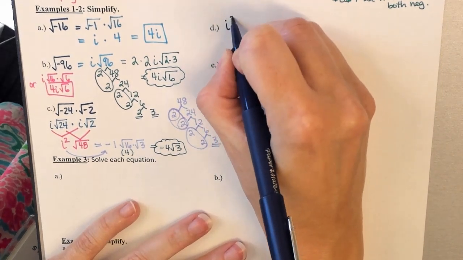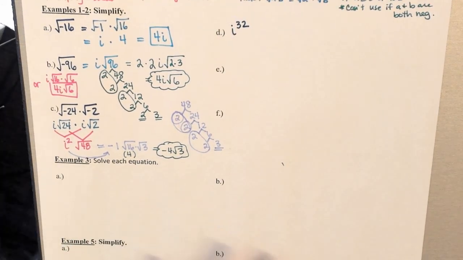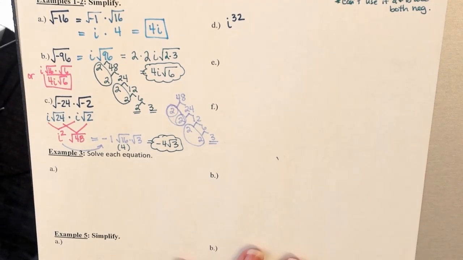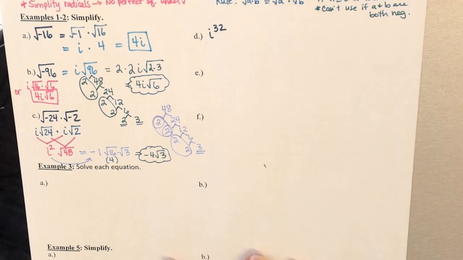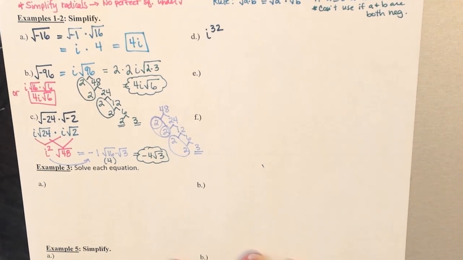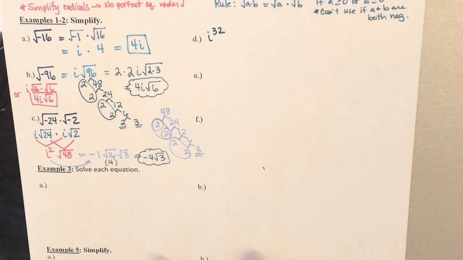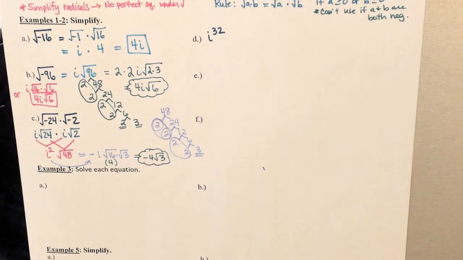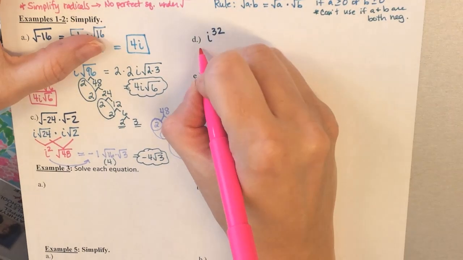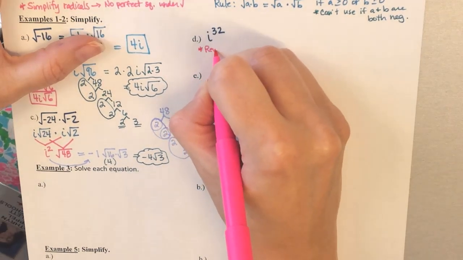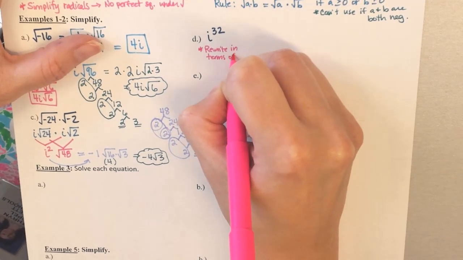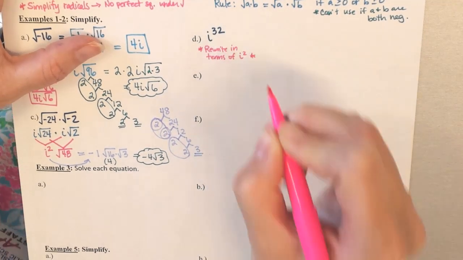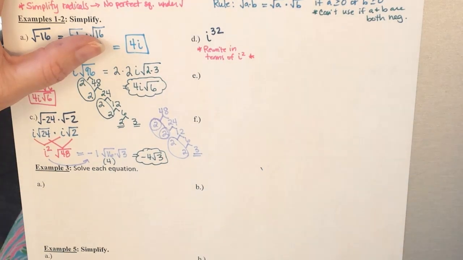So, the next thing we're going to do is we're going to simplify with i's. Okay? So, if you have i to the 32nd, you'll use the same technique. If you have i to the 32nd or i to any power, your goal is always to rewrite in terms of i squared. So will you guys write that down for me? You're always going to rewrite in terms of i squared.